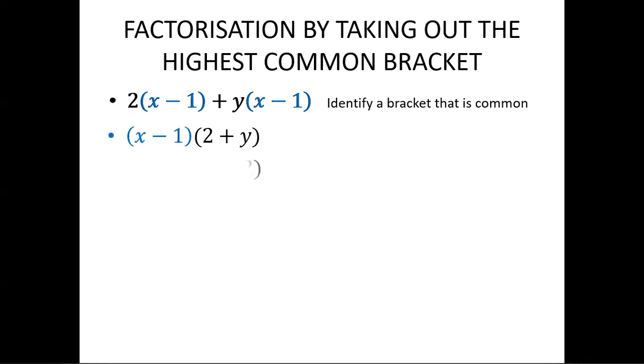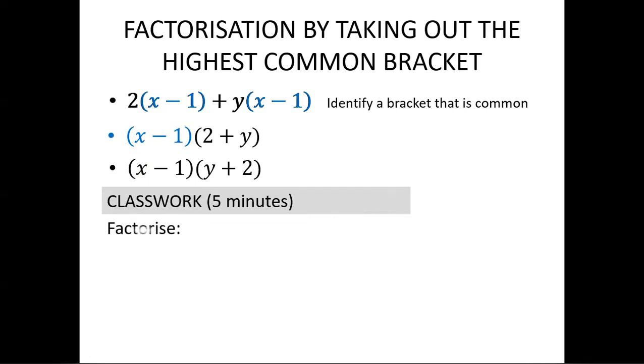Okay. And obviously that can be written as x minus 1 and y plus 2. All I did was just to swap them around. You'll realize that the second bracket, I had 2 plus y, which can be written as y plus 2. I've changed absolutely nothing. Try this class work quickly. I will simply give you 5 minutes.